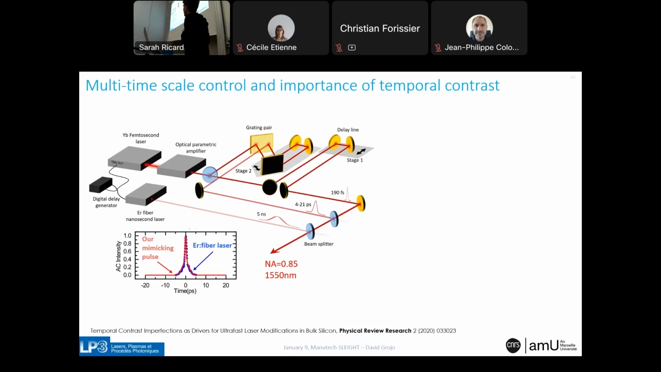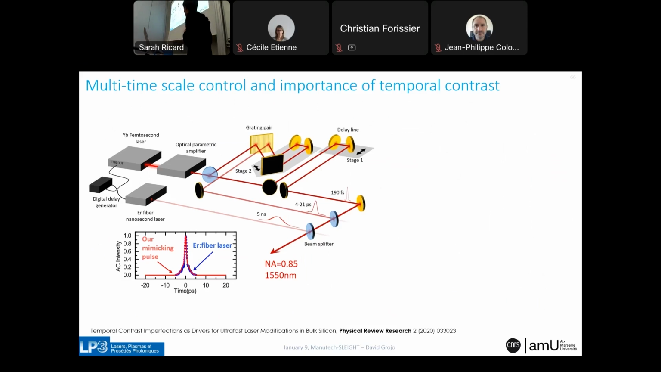So this is an experiment where we have two paths. One can be stretched, the other can be directly sent to the sample. So then we have femtosecond laser pulses, potential pulses that can be stretched more than in the picosecond domain, and then we can synchronize electronically with nanosecond pulses. So just by combining these different components, we can mimic any contrast imperfection.